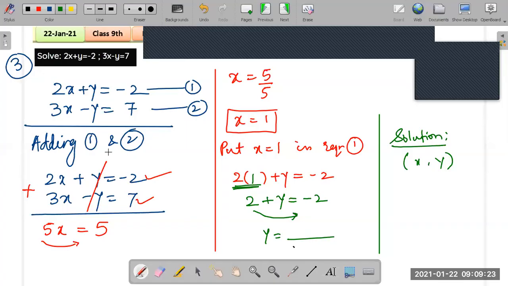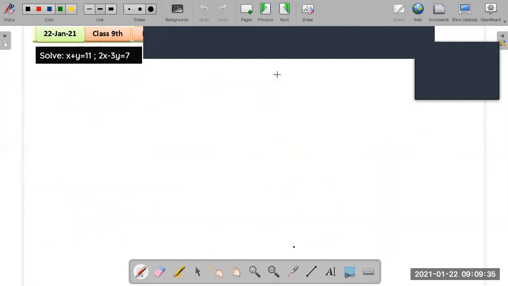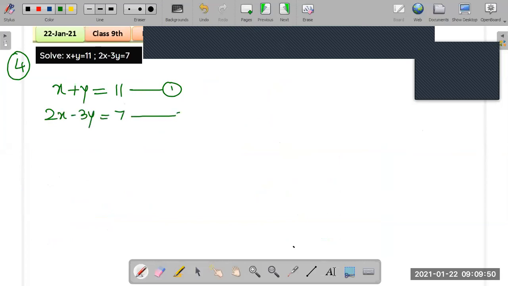Okay, students. So here we are back on the Zoom link now. So come back to the Zoom class link and we move to the next question. This is question number 4. So start solving with me. The first equation is x plus y equals 11. This is equation 1. 2x minus 3y equals 7. This is equation number 2.